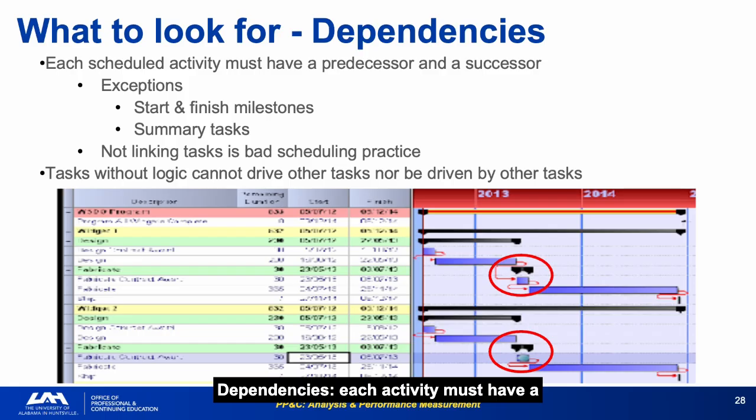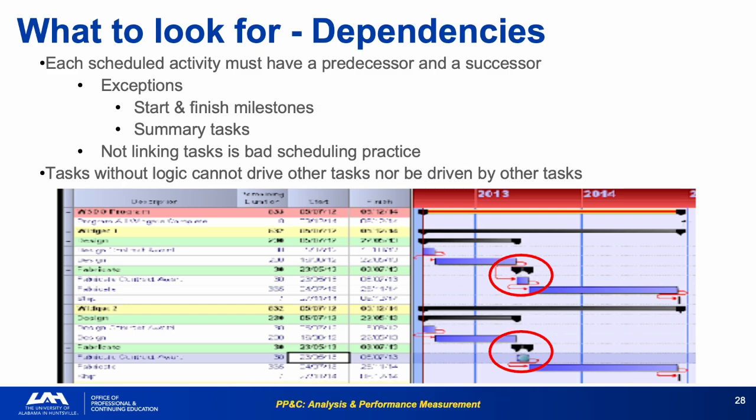Dependencies. Each activity must have a predecessor and successor, with exceptions only for start/finish milestones and summary tasks. Tasks without logic cannot drive or be driven. An unlinked task is a floating island in the schedule. It will never drive the end date and will never be driven by anything else, making it analytically invisible and potentially masking a real critical path risk.